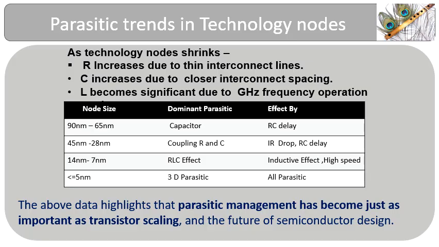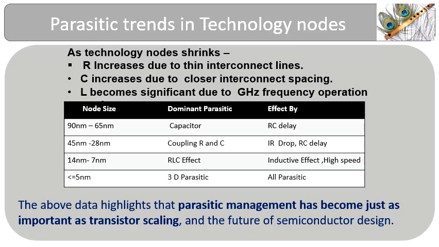Technology nodes ranging from 90 to 65 nanometers, 45 to 28 nanometers, 14 to 7 nanometers, and below 5 nanometers represent key milestones in the evolution of semiconductor fabrication. Each range marks a transition point wherein the behavior of devices and interconnects changes dramatically, leading to new parasitic effects that dominate chip performance, power, and reliability.